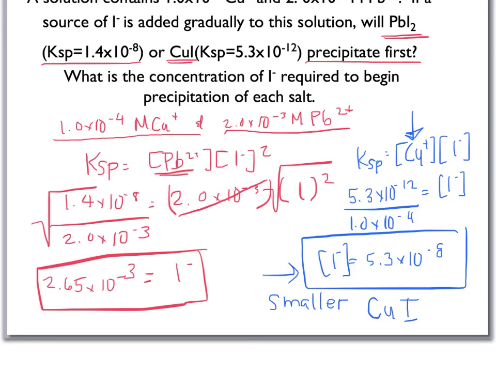And then to answer the second part of the question, what concentration of I is required to begin the precipitation of each salt? Well, you need 5.3 times 10 to the negative 8 concentration of iodide to start the precipitation of the copper iodide, and then you need 2.65 times 10 to the negative 3 molarity of iodide to make lead 2 iodide.